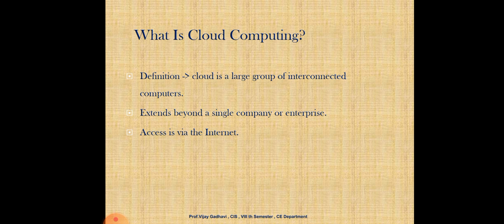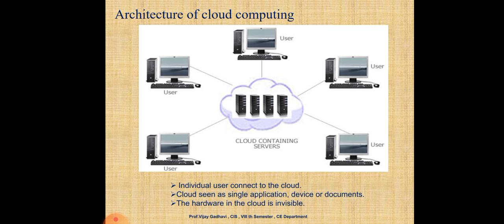Now here we discuss once again the definition: a large group of interconnected computers that extends beyond a single company or enterprise, public and private, and accessed via the internet. This is the basic architecture. The cloud contains services, and individual users are connected to the cloud. The cloud is seen as a single application, device or document, and the hardware in the cloud is invisible because all the services are provided by service providers.